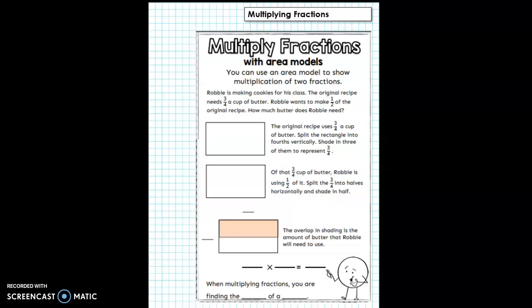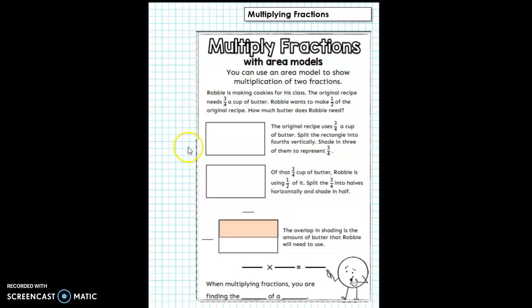Today we're going to look at multiplying fractions with area models and mixed numbers. You can use an area model to show multiplication of two fractions. In this case, we have a story problem. Robbie is making cookies for his class. The original recipe needs 3/4 a cup of butter, but Robbie only wants to make half of the original recipe, and he needs to figure out how much butter he actually needs.